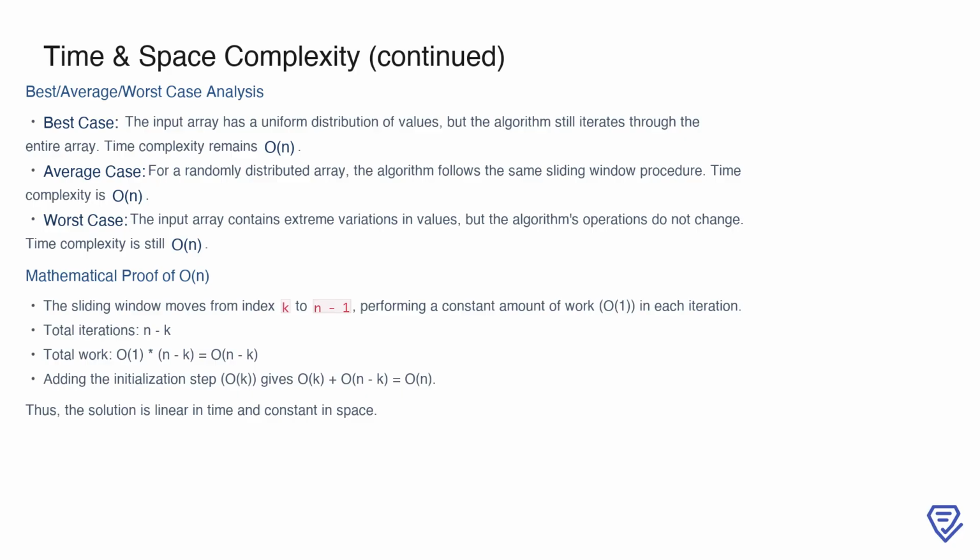Mathematically, this is because the sliding window performs a constant amount of work, O(1), for each of the n - k iterations, giving O(n - k).